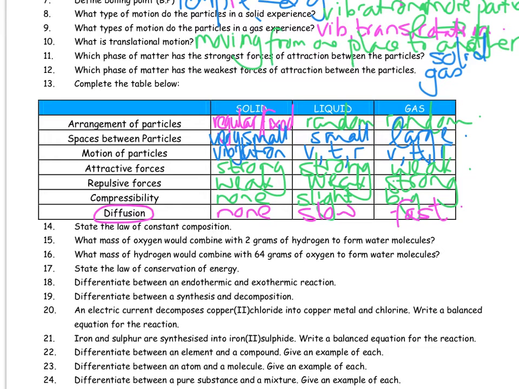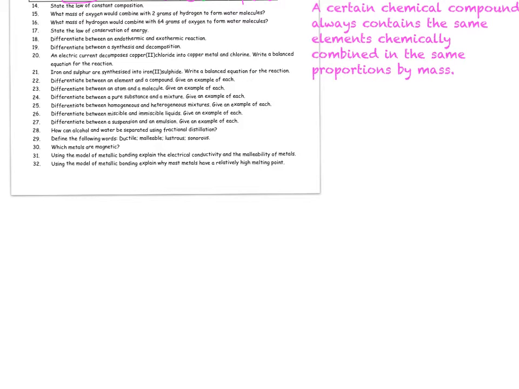State the law of constant composition. The law of constant composition says that a certain chemical compound always contains the same elements chemically combined in the same proportion by mass. What mass of oxygen would combine with 2 grams of hydrogen to form water molecules?